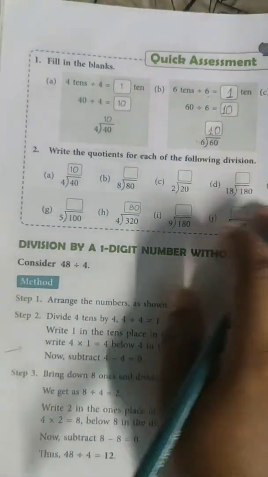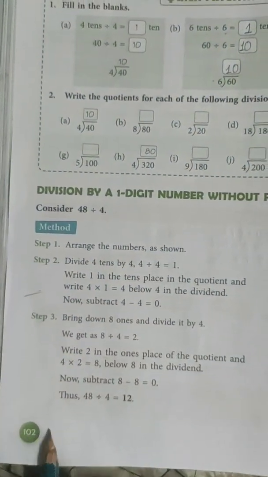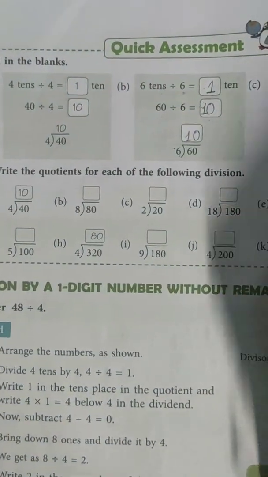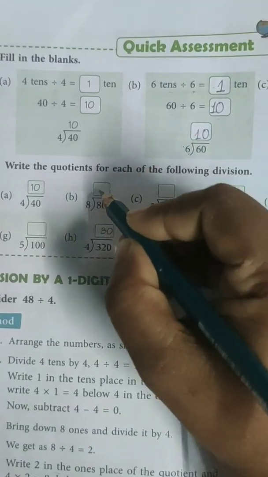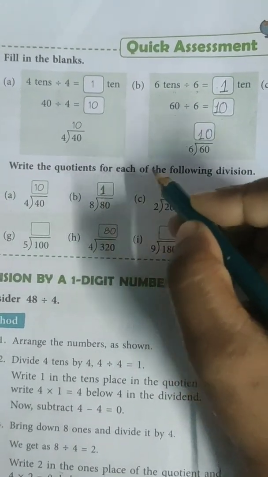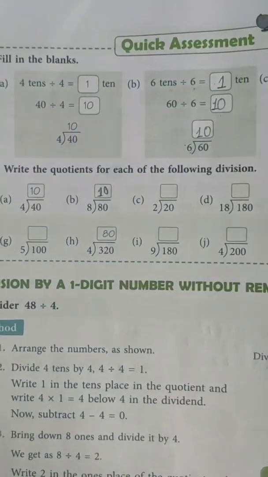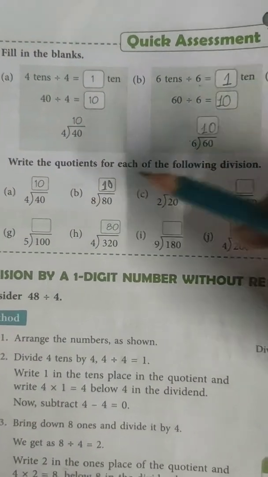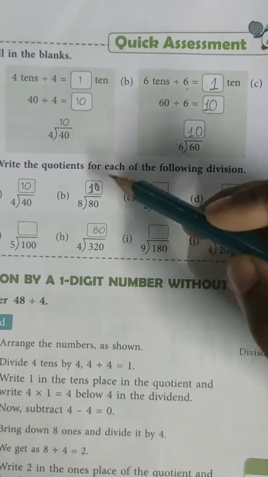Now let's solve a few problems from here. This is a quick assignment of page 102. So let's start. We will divide 80 by 8. So we will see 8 ones are 8 and the 0 will go up now. So what is the answer? 8 zeros are 0. So the answer is 10.